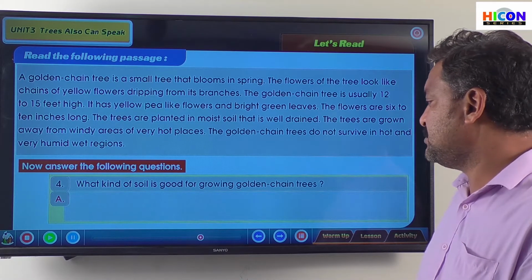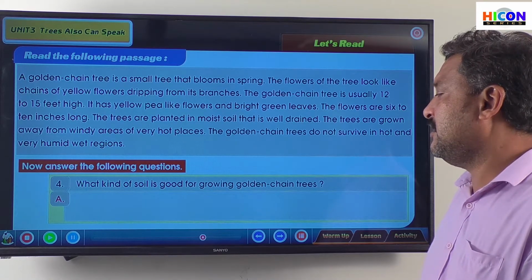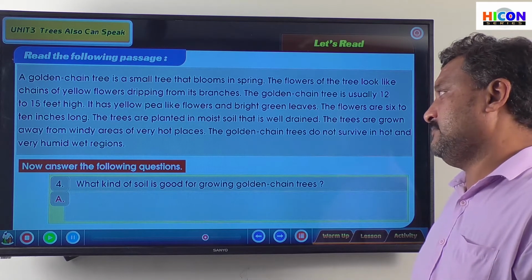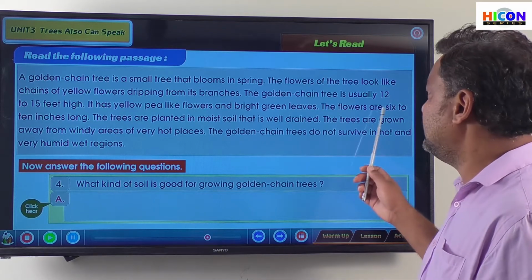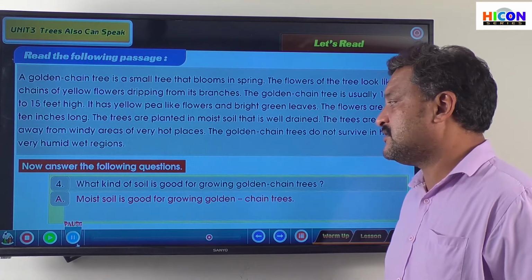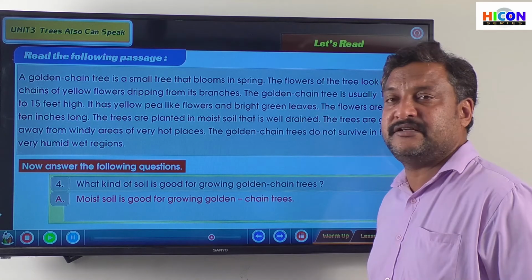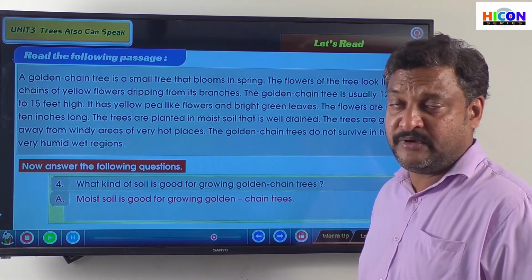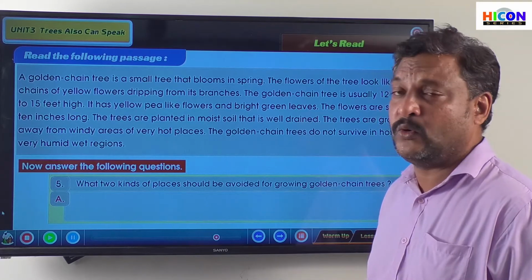Right. The next question. What kind of soil is good for golden chain tree? Again, we have seen that. Yes, what is the answer? Moist soil is good for a golden chain tree to grow. It should be wet and moist, but there should not be any standing water.